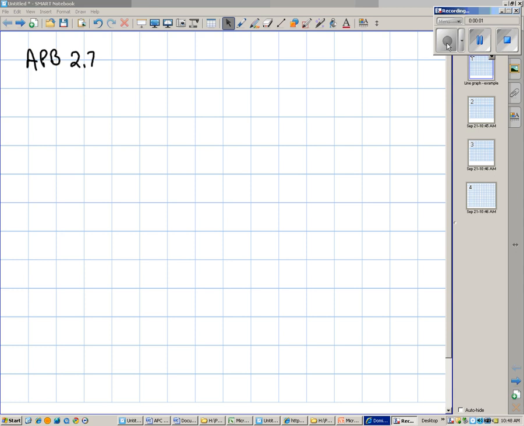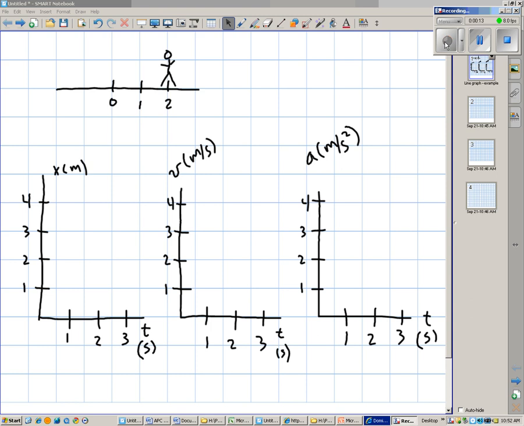The notes for the 2.7 section of APB. We're going to look at motion graphs and what they mean. The three motion graphs that you have to know are the following. The first graph is position versus time, the second graph is velocity versus time, and the third graph is acceleration versus time. And these are the three graphs that we have to know, and you have to know them in this order.